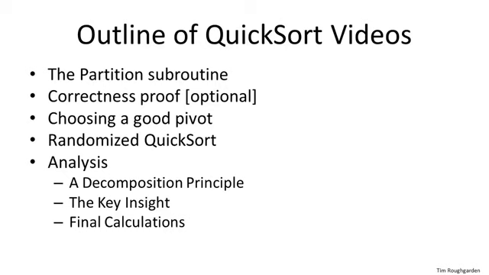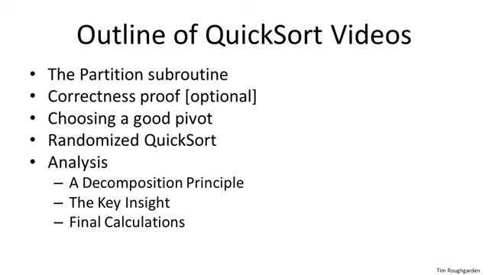And then we'll give the mathematical analysis in three parts. We'll prove that the Quicksort algorithm runs in n log n time with small constants on average for a randomly chosen pivot. In the first analysis video, I'll introduce a general decomposition principle of how you take a complicated random variable, break it into indicator random variables, and use linearity of expectation to get a relatively simple analysis. That's something we'll use a couple more times in the course, for example, when we study hashing.